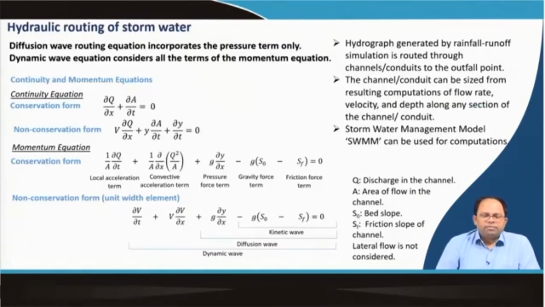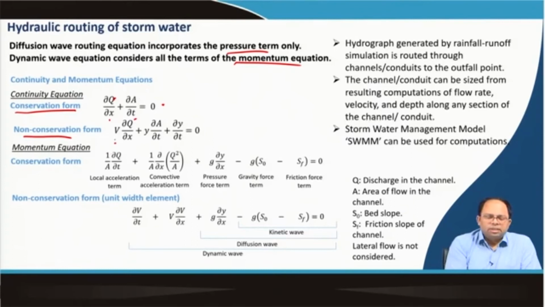And in case of the diffusion wave as well as the dynamic wave, as you know, in the diffusion wave we incorporate the pressure term, and in the dynamic wave we use all the other terms of inertia or momentum. So, here you can see two forms of that, one is the conservation form and the other the non-conservation form. The first equation, dQ by dx plus dA by dt equal to 0, is basically the continuity equation, the conservation of mass that we just discussed earlier. The non-conservation form is where velocity is also considered. This is the same way of writing it, but incorporating velocity. The other is the momentum equation.